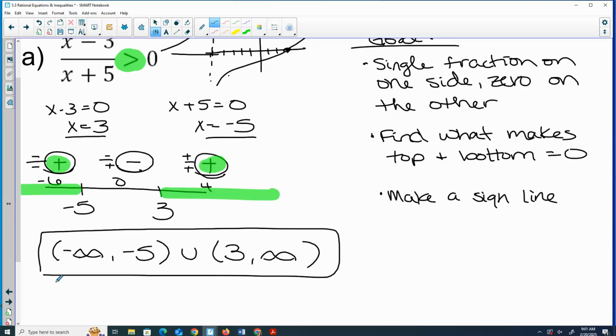Okay, so with the inequalities, our answers are intervals, and we have to use the sign line to decide if it's positive or negative. And why did I pick the positive answers for this?